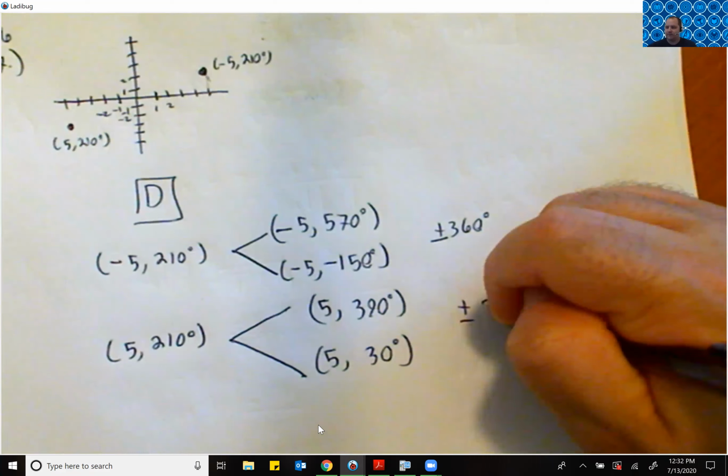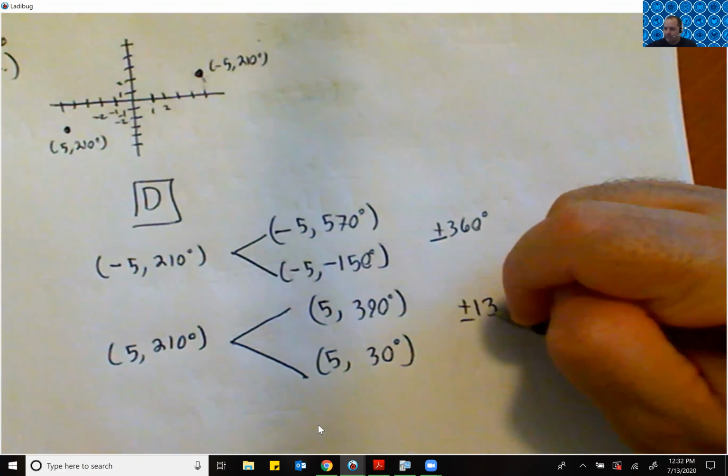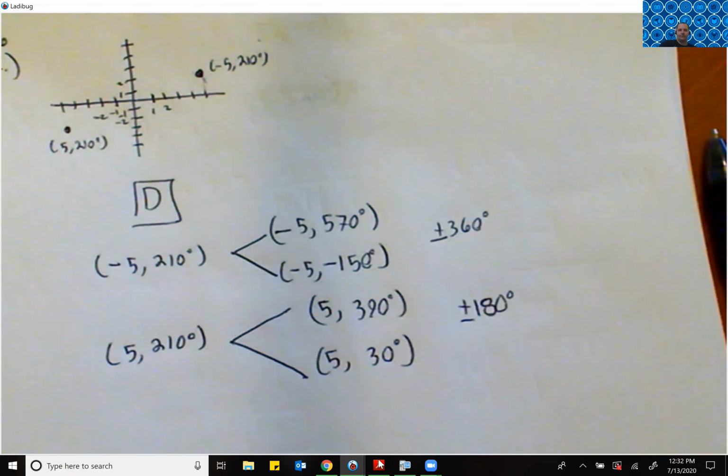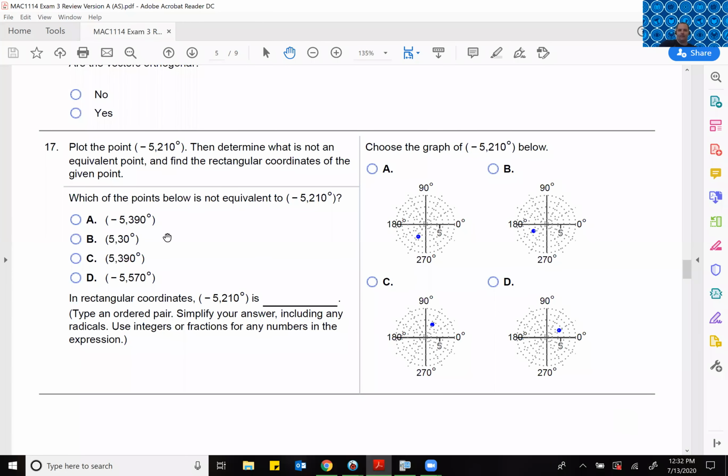Oh, not 360, 180 degrees. So now we go back and we check, and we'll see which one of those four are not here. So negative 5 comma 390, that's it right there. That's the guy that we don't like, because the other three down here are all on our list. So this is the guy that is not equivalent. So you're going to throw out answer A because that's not on our list. We have a positive 5 comma 390 degrees.